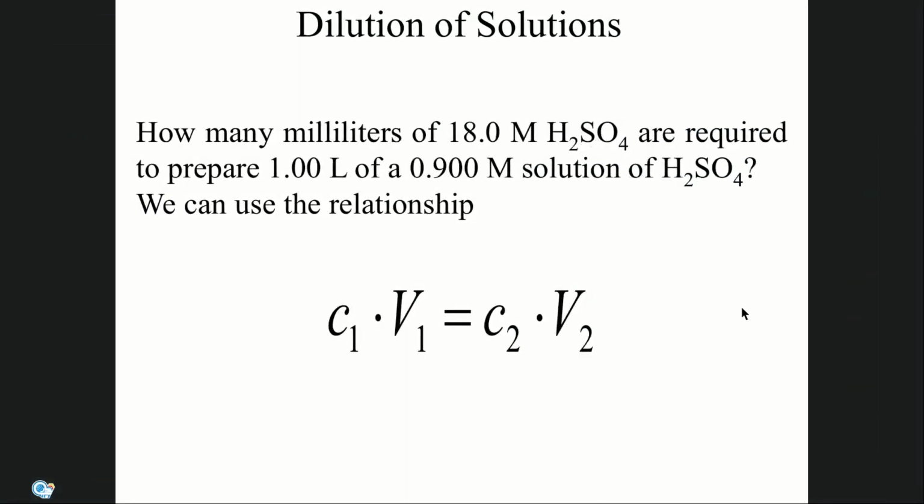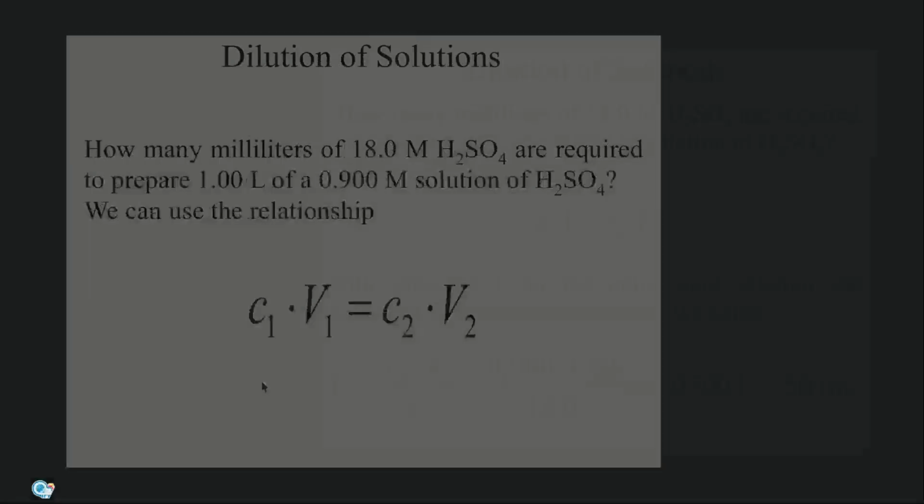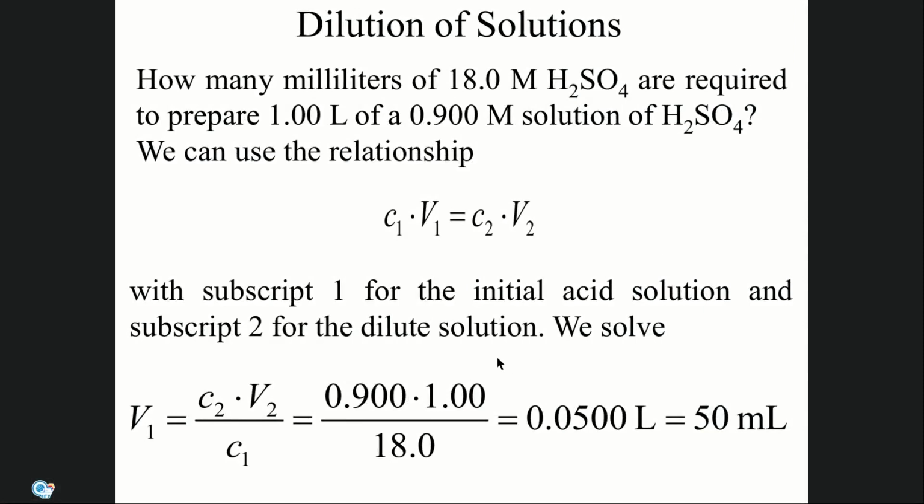Okay, let's try to use this formula, and let's calculate how many milliliters of commercial sulfuric acid is required to prepare 1 liter of a solution of sulfuric acid, 0.9 mol per liter. And let's use this relationship. And I think it's easy to obtain that the volume of initial solution will be approximately 50 milliliters.